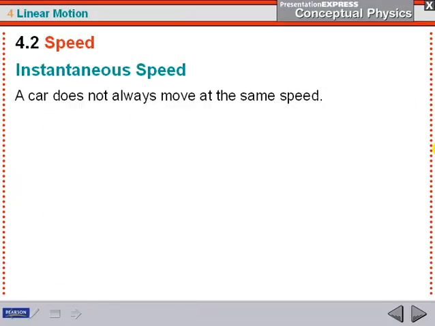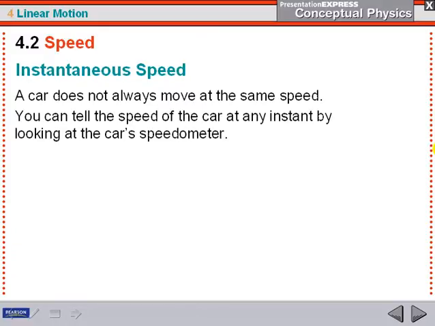Now, there are 2 types of speed. The first one we're going to talk about is instantaneous speed, and the important point here is that it's the speed at that instant. So let's think about a car, and this car doesn't always move at the same speed. Sometimes it's stopping, sometimes it's slowing down, sometimes it's at 55 miles per hour, sometimes it's 35 miles per hour. So you can tell the speed of a car at any instant by looking at the car's speedometer.